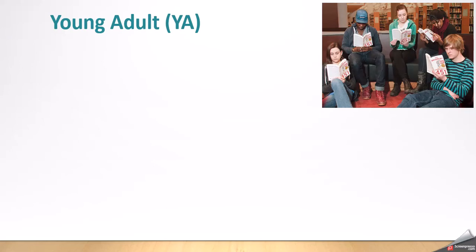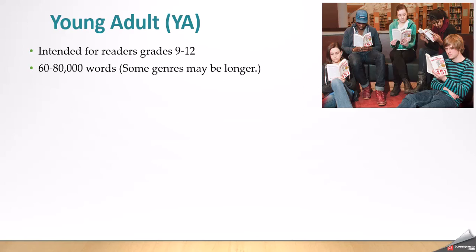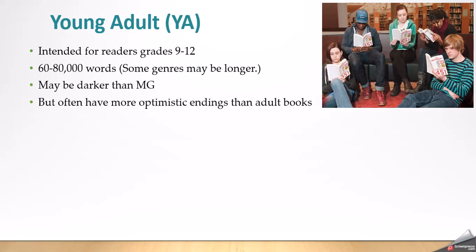Now we come to young adult. So readers grades 9 to 12, teenagers 13 to 18. Sometimes you can get up into 80,000 words, 60 to 80,000 words. I picked a shorter book for you guys, and then I picked a graphic novel. Especially because of our time frame, we didn't have time to read really a longer book. Young adult books may be a bit darker than middle grade. A lot of times, dark plot lines or themes kind of reflect the angst that teens are going through at this age. They typically, though, have more optimistic endings than adult books.